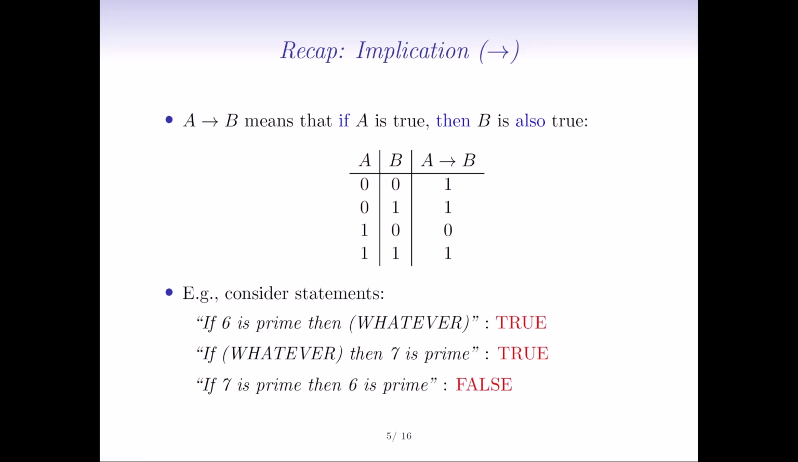Similarly, the statement, if anything at all, then 7 is prime, is also a true statement, just for the reason that 7 is a prime number. So it will continue to be a prime number, whatever else happens to be the case or not. Again, these two statements correspond to the first one, the case where A is false, and the second, the case where B is true. On the other hand, the statement, if 7 is prime, then 6 is prime, is obviously a false statement, because 7 is a prime number, but 6 is not.